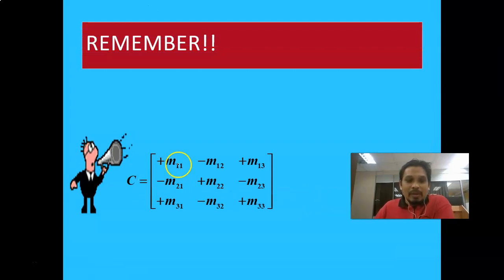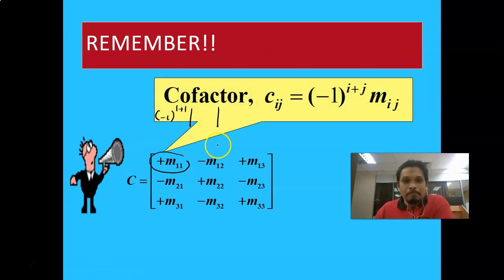Remember, we find the minor and cofactor, where all the minors are multiplied with the sign, positive or negative. For example, here the positive comes from negative 1 to the power of 1 plus 1, based on row number 1 and column number 1, and the minor itself. So the cofactor is negative 1 to the power of i plus j multiplied with the minor.